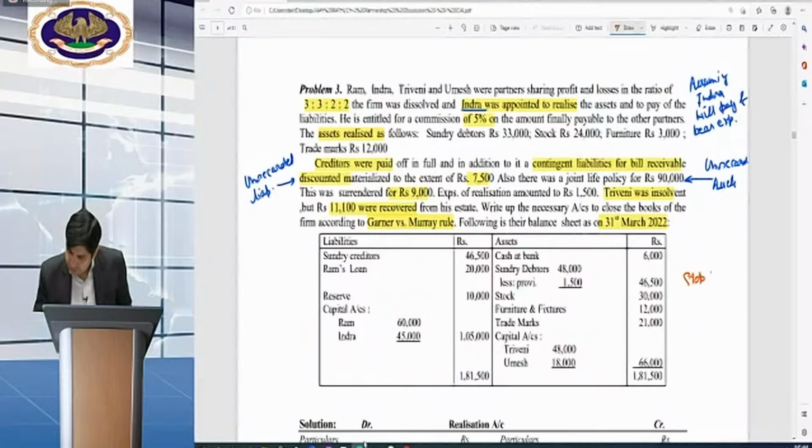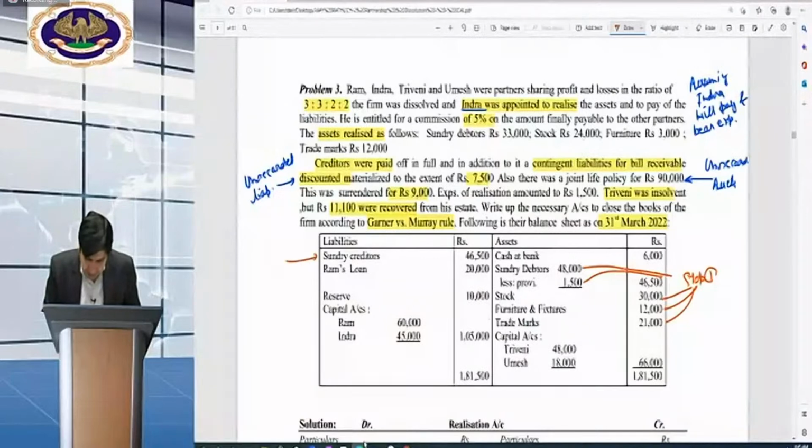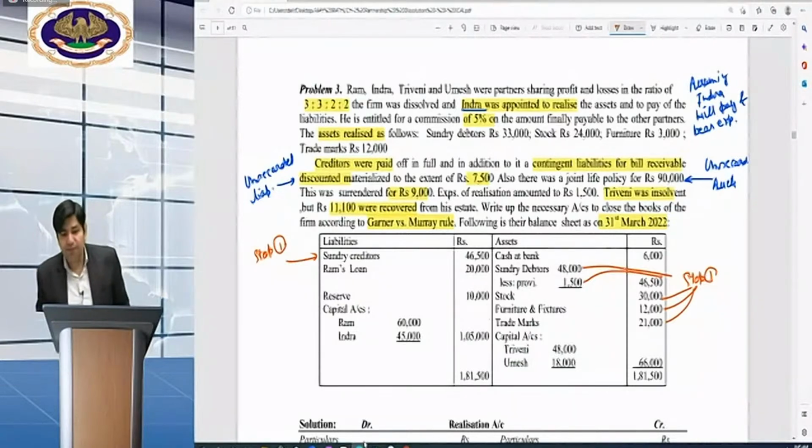Step one, transfer all the assets and liabilities, except cash and bank. Do we have to cover Ram's loan, the partner loan, in step number one? No. Very good. Step number two, transfer owners-related accounts. These are directly paid. These are kept in the cash and bank account.